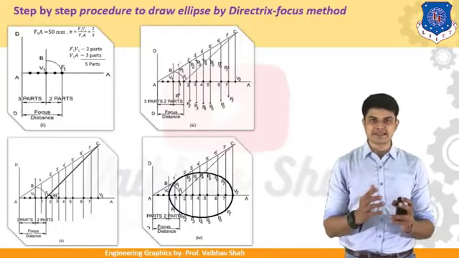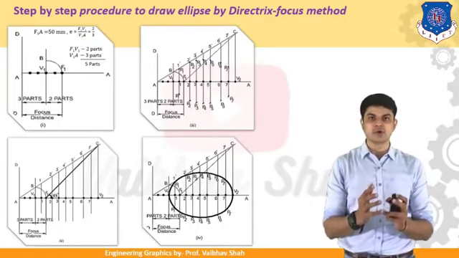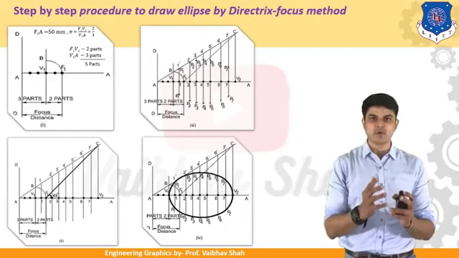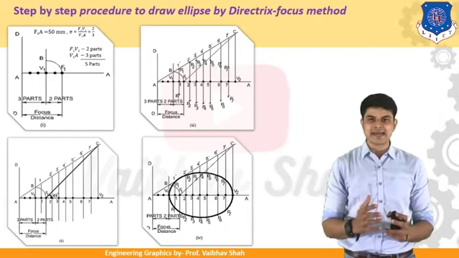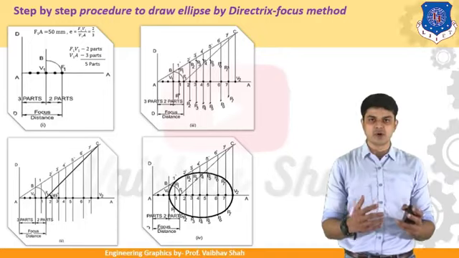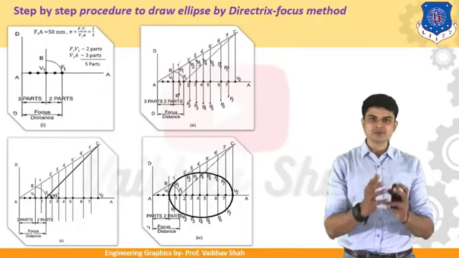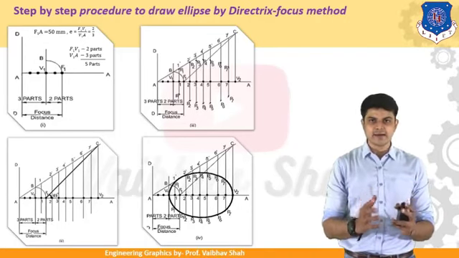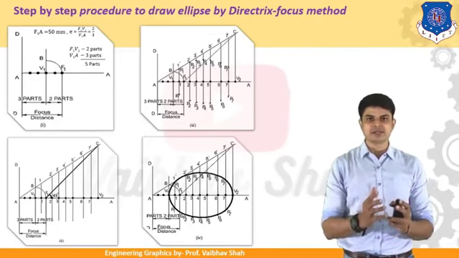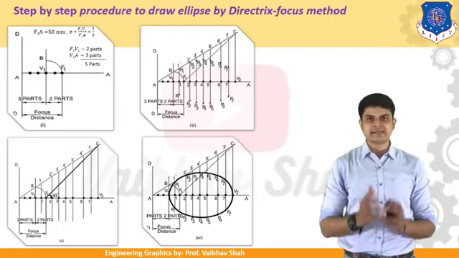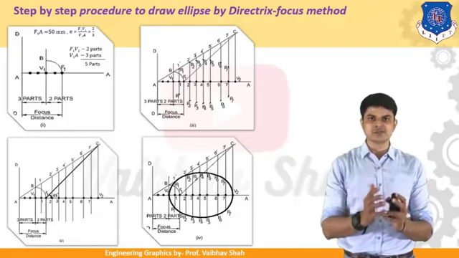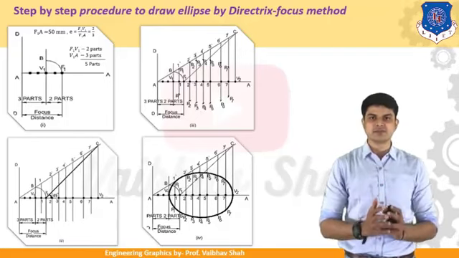Before moving to this example, let us understand how to draw the ellipse by this method, which is known as the Directrix focus method. Let us understand the step-by-step procedure. Suppose we have data given. First, the distance between your focus and your directrix is given. And the second data that must be given in your example is your eccentricity ratio. Here in our case also, let us assume we are given these two data.